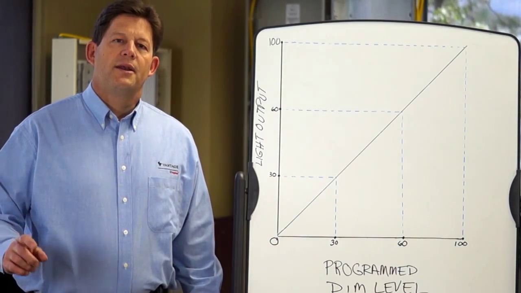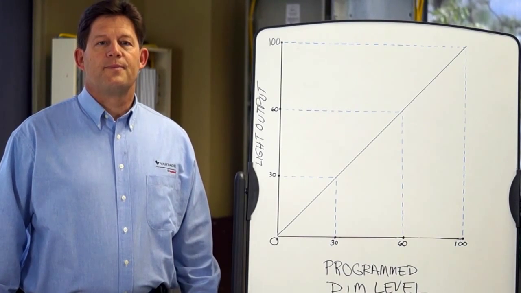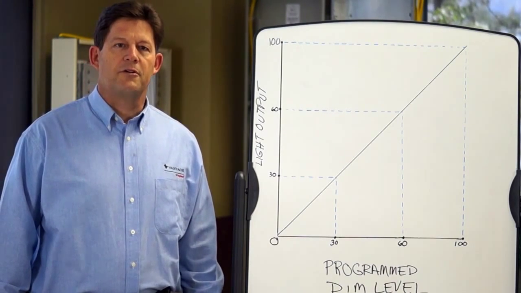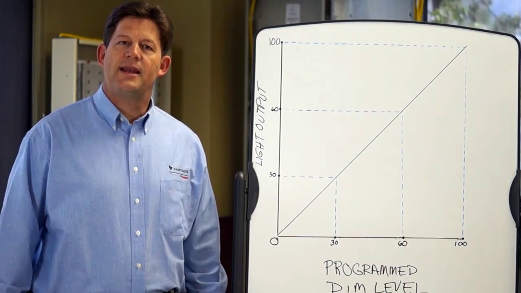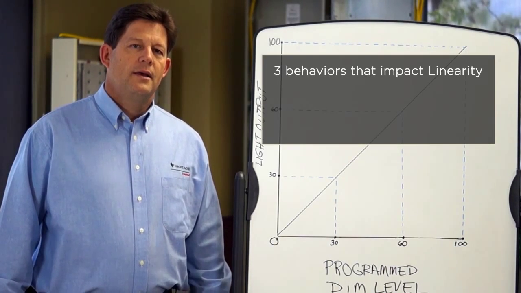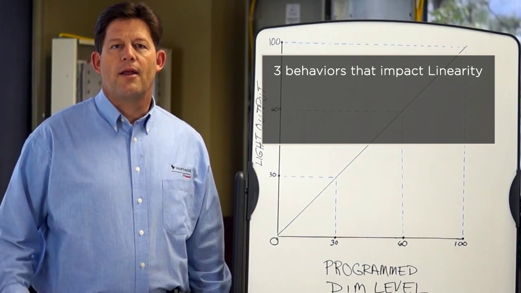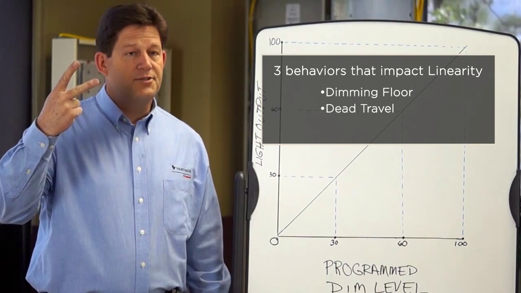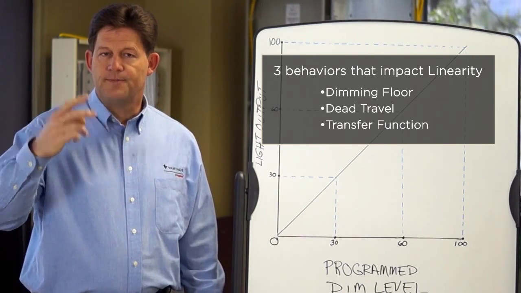Vantage is the industry leader in compensating for nonlinearity. Let's examine nonlinear behaviors in LED dimming and what can be done with Vantage products to compensate. Three behaviors that impact linearity are dimming floor, dead travel, and transfer function.